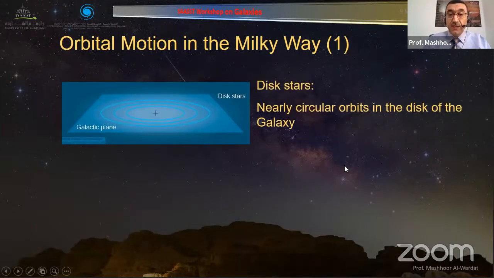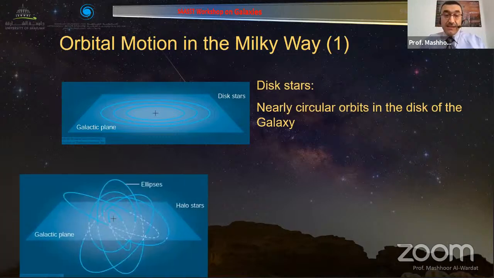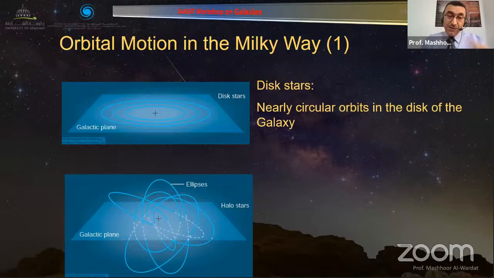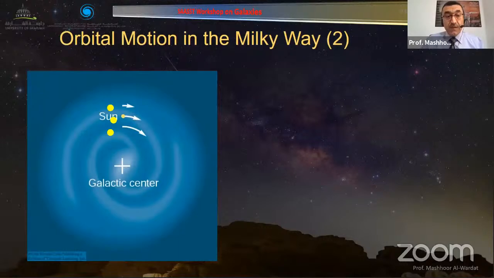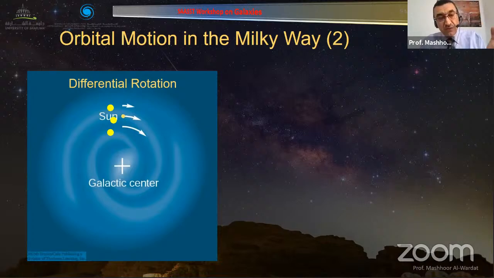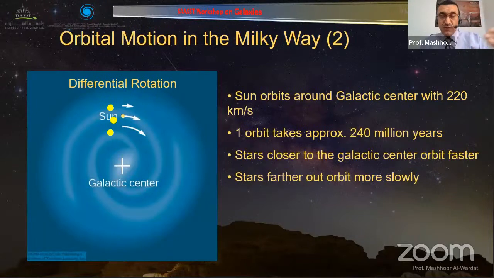Okay, I have to go a bit fast. Disk stars have nearly circular orbits in the disk of the galaxy, but we have other orbits not aligned with this disk. So we call them the halo stars. And the galactic center, the rotation of the galaxy is a differential rotation. It's not like, I'll show you now an image, it's not like a wheel.